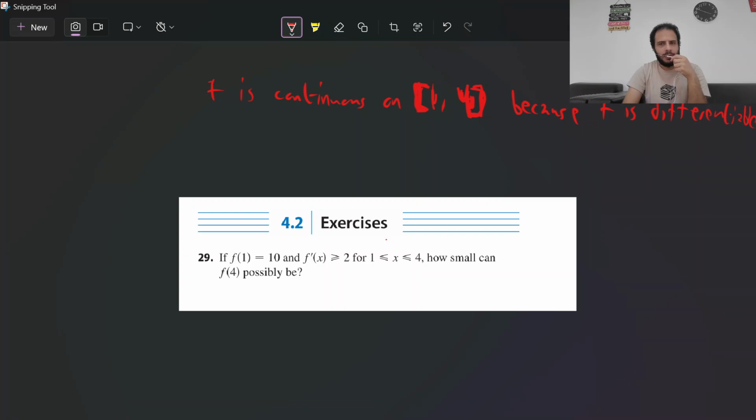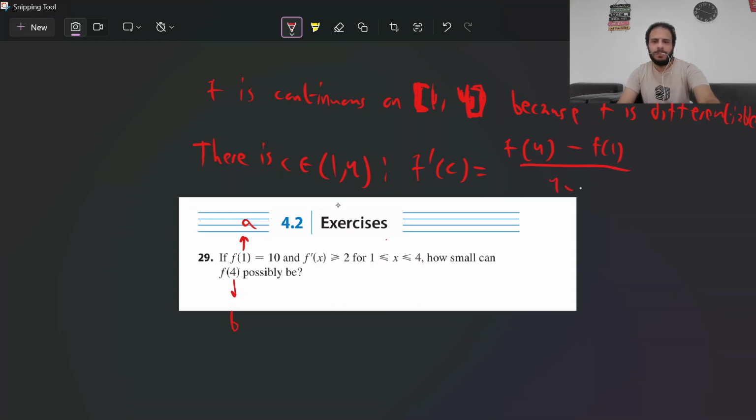Now what's next? Next there is c. There is c in the open interval 1 to 4 such that f prime of c equals f of 4 minus f of 1 over 4 minus 1. Here 4 is b, okay? And here this is a. 4 minus 1 is 3, right? So let's write it 3. And f of 1 is 10. So this equals f of 4 minus 10 over 3, right?